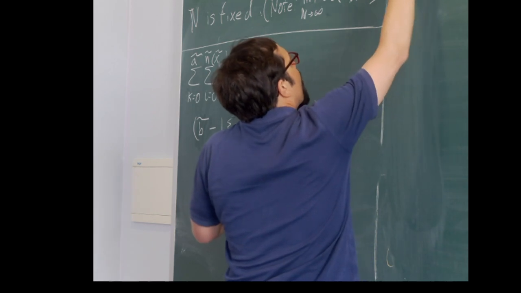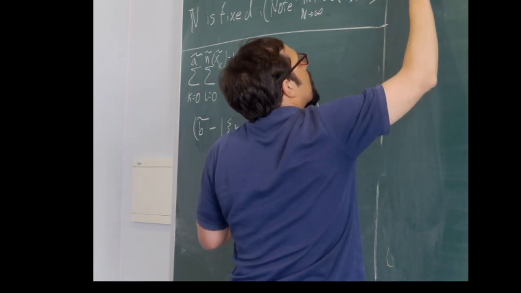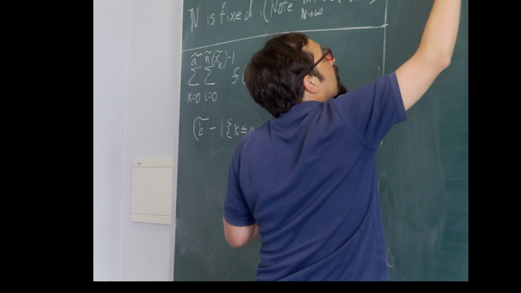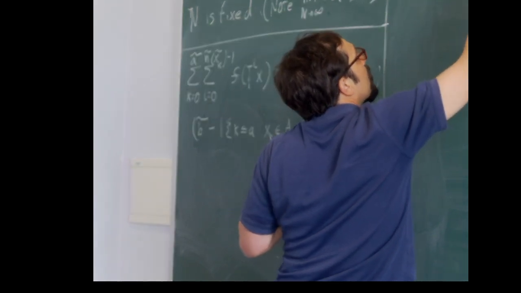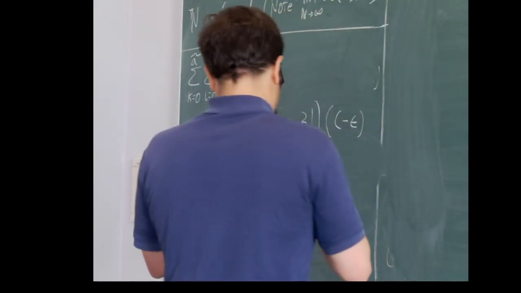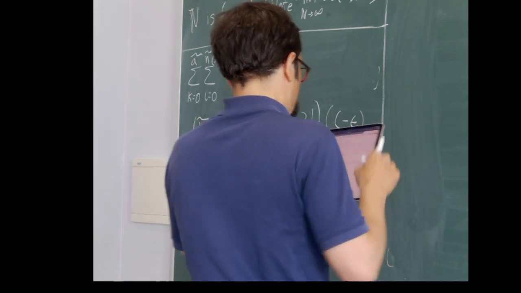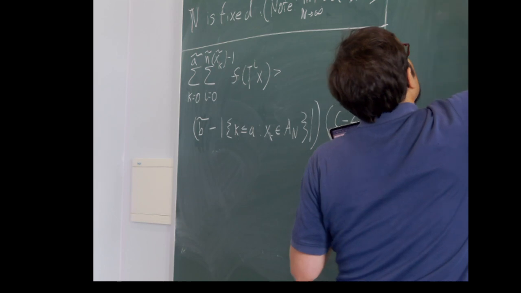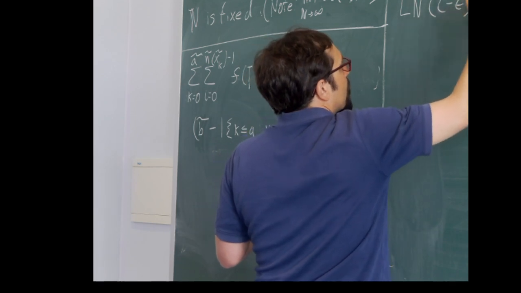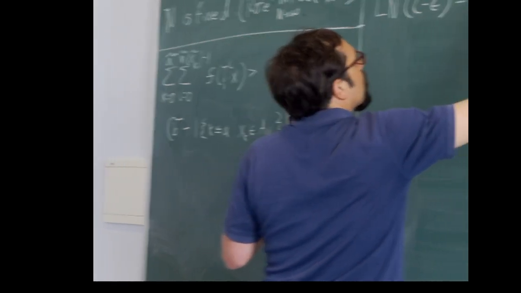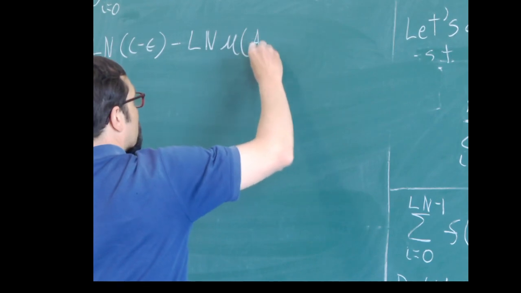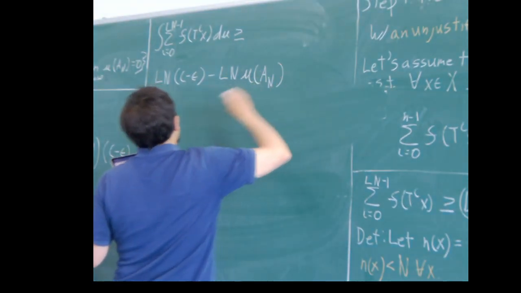So now we have that the integral of the summation from i equals 0 up to L sub n minus 1 of f of T to the i of x d mu, this is untight, is greater than or equal to L sub n times c minus epsilon minus L sub n times the measure of A sub n. Sorry, this should be L sub n.